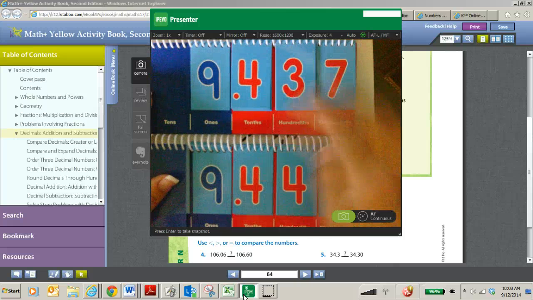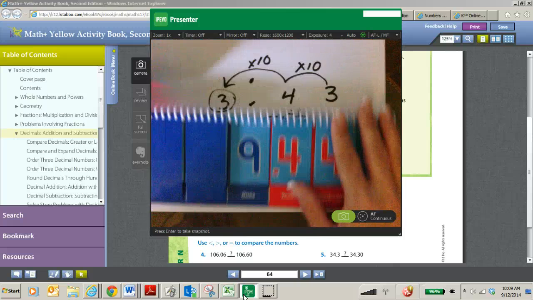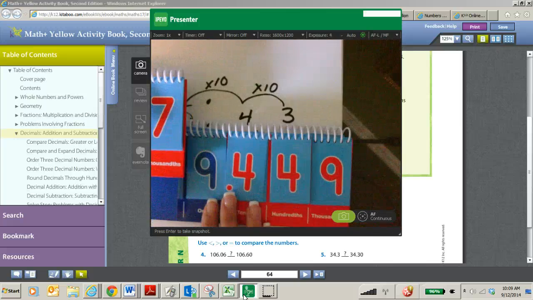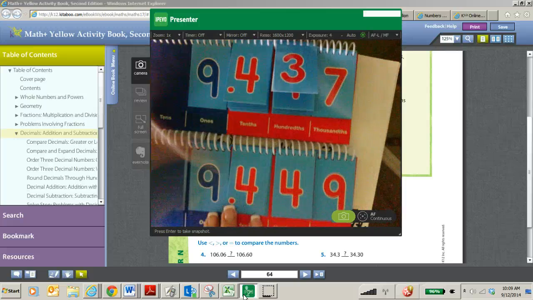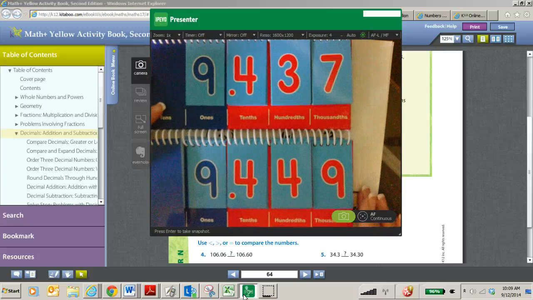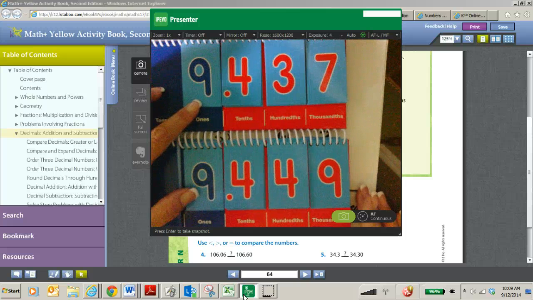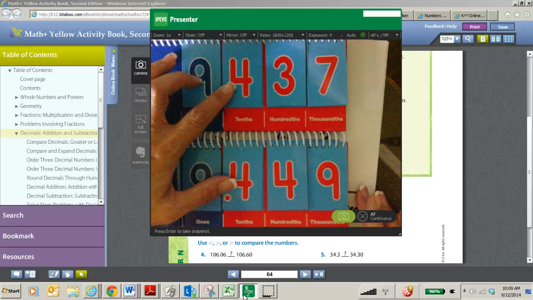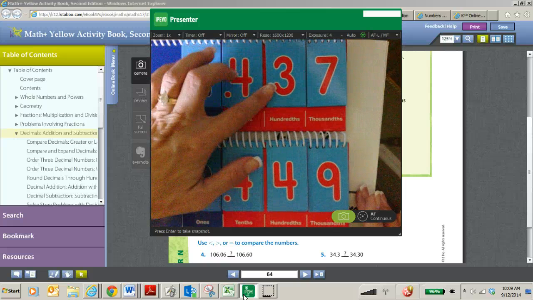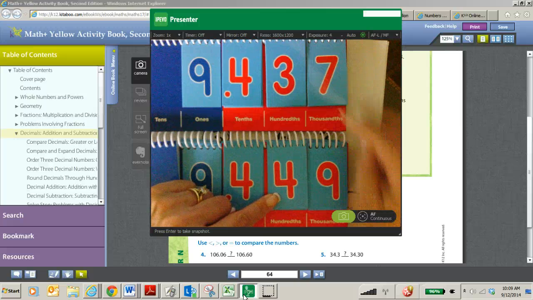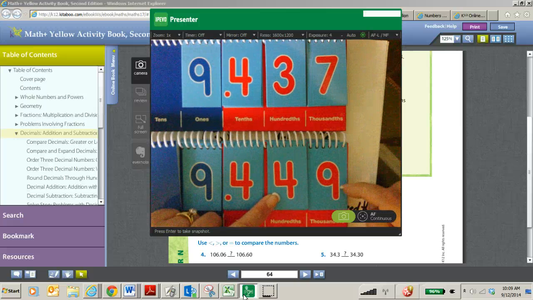Now when we look at these, if they were side by side, it would be a little bit harder to compare which is bigger. But if I put them like this and I line up the place values, I see that I have 9 wholes or 9 ones. I have 4 tenths, so that's the same. Here I have 3 hundredths and 4 hundredths. And then here I have 7 thousandths and 9 thousandths.